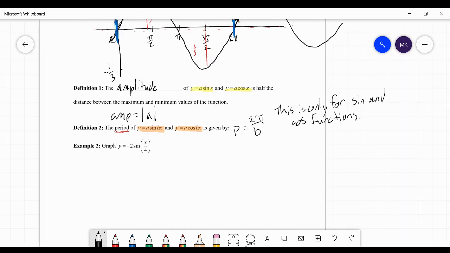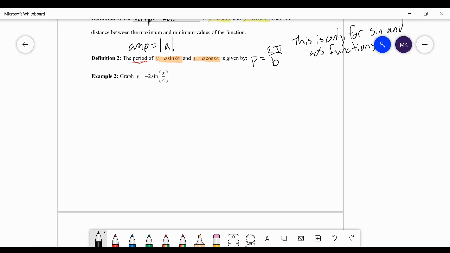To graph this next function here, we need to identify a few things first. First thing we need to do is identify our amplitude. That's not necessarily something we would explicitly write out every time. It's definitely something we want to, at least in our head, go like, okay, my amplitude is blank, so I know this is going to have a max and a min of blank. Here we know that our amplitude is 2 because our A value is -2, and our amplitude is the absolute value of A.